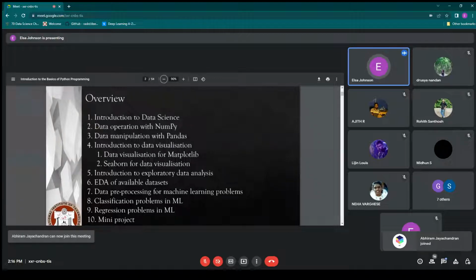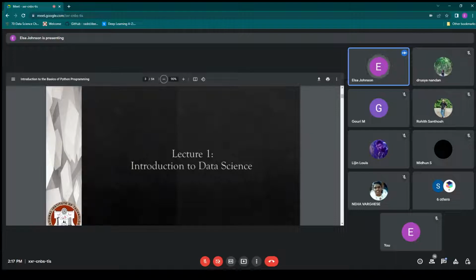Next, we'll be moving on to the machine learning part, where data pre-processing is looked at first, and after that we'll be seeing different pre-processing steps for different types of problems in ML. Next, we'll be looking at classification problems, then regression problems, and a small mini project that you can do. You can discuss what all to do. I'll be giving you certain links where you can collect data and do some projects. So this is the whole overview of the course. Today I'll be taking Introduction to Data Science.